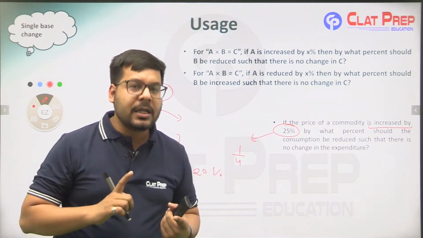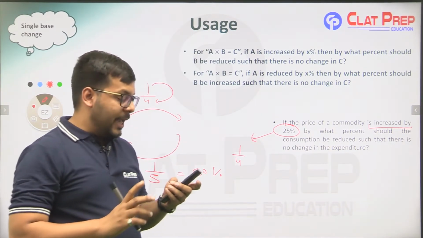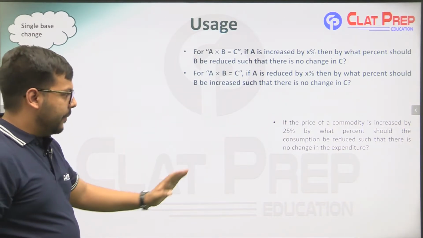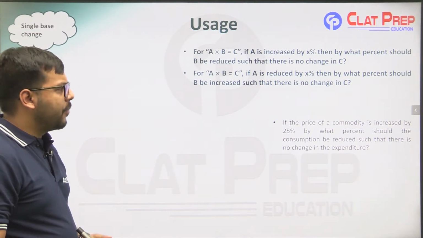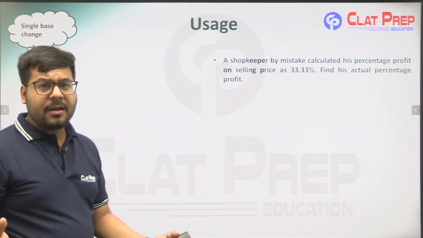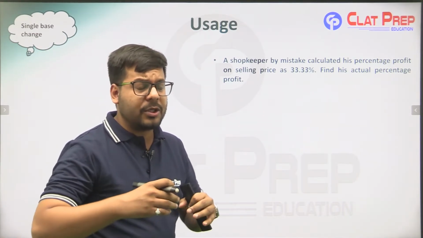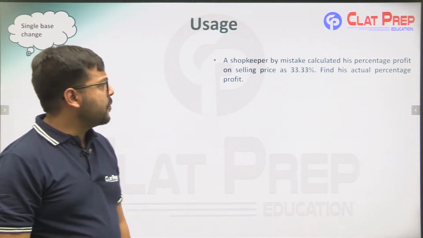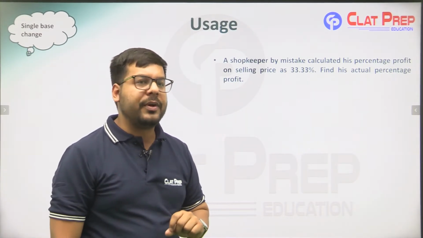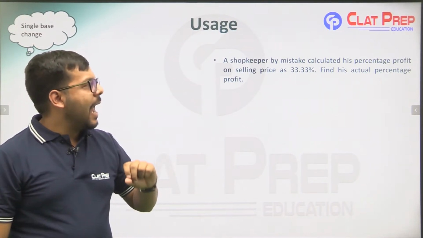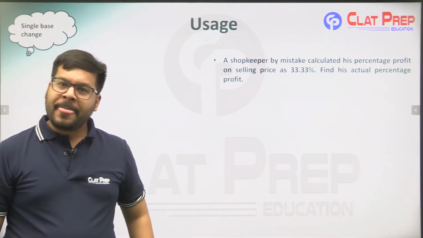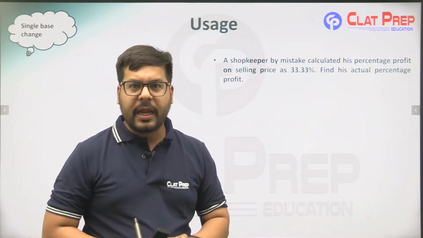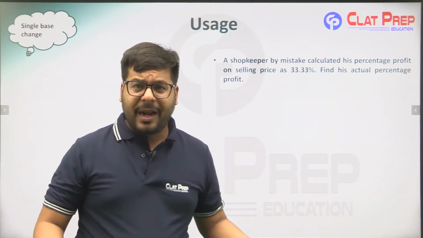Let's look at one last example here where this same thing can be used very effectively. And this is a traditional question of profit and loss where generally people get stuck. They fail to understand what should be assumed. It says that if a shopkeeper by mistake calculated his percentage profit on selling price as 33.33%, find his actual percentage profit. It is all about base and percentage change. Okay, a lot of people might think that no prices are given.